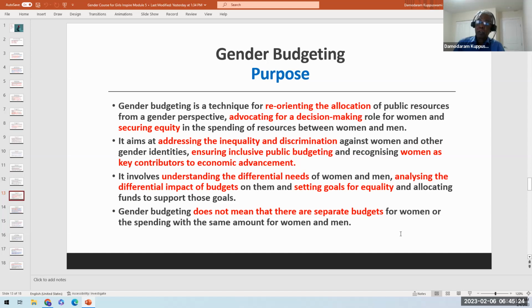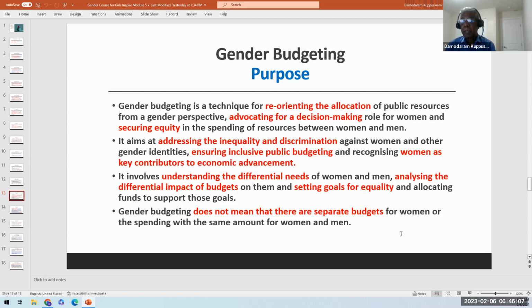So we need to look not only at their productive earnings, but even their reproductive role, which also has an economic contribution. The second aspect we are looking at, while there is a public allocation reorientation, is how it addresses the inequality and how it becomes inclusive of gender. And lastly, recognizing that women have a contribution to make.